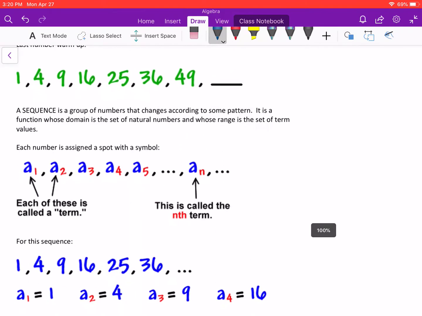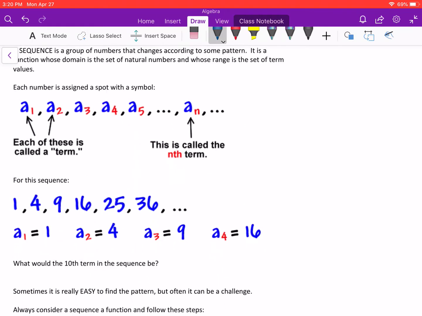And the nth term is whatever term you're looking for in that sequence. So if we look at the following sequence, 1, 4, 9, 16, 25, 36, we assign a position for each of those numbers. So a sub 1 is number 1, a sub 2 is number 4, a sub 3 is number 9, a sub 4 is 16, so on and so forth. And we're asked the question, what would the 10th term in that sequence be? So we would go a sub 10.